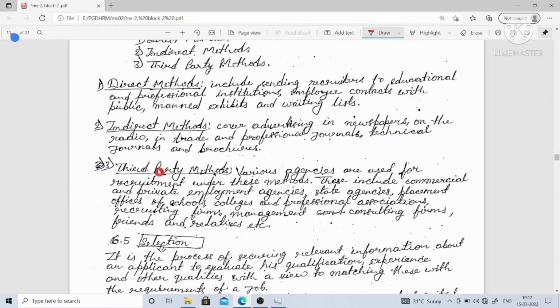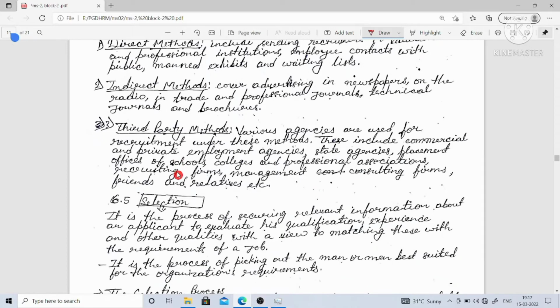Second, indirect method. The indirect method covers advertising in newspapers, on the radio, in trade and professional journals, technical journals, and brochures. So by advertising in newspapers, radio, or in trade and professional journals, people get to know about the job vacancy so that they can apply for the job.